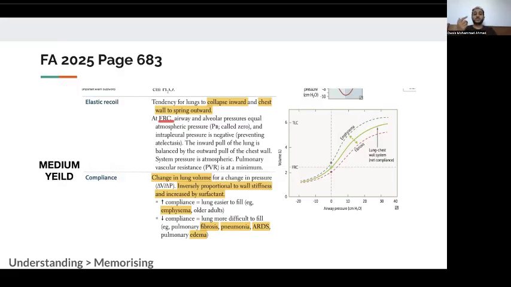Atmospheric pressure is going to equal zero. Interpleural pressure is negative, preventing atelectasis. The inward pull of the lung is balanced by the outward pull of the chest wall. Systemic pressure is atmospheric, and pulmonary vascular resistance is at a minimum.